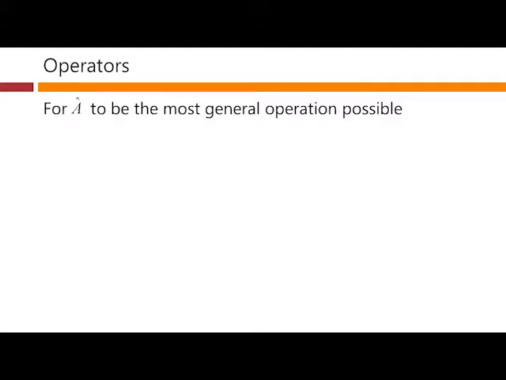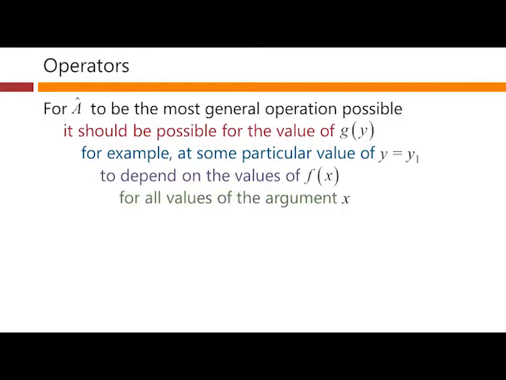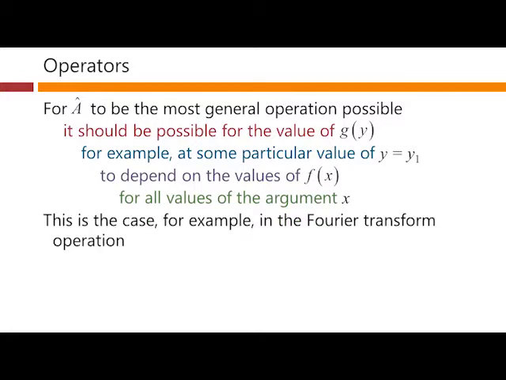Now, for A to be the most general operation possible, it should be possible for the value of g of y, at some specific argument, y1 for example, to depend on the values of f of x for all of the possible values of the argument x. This is the case, for example, in the Fourier transform operation we just looked at. This is actually a linear operation, as will become clear. And here we've got g of y being dependent on f of x, possibly at all of its arguments, because we're integrating with some factor in here over all of the possible values of x.